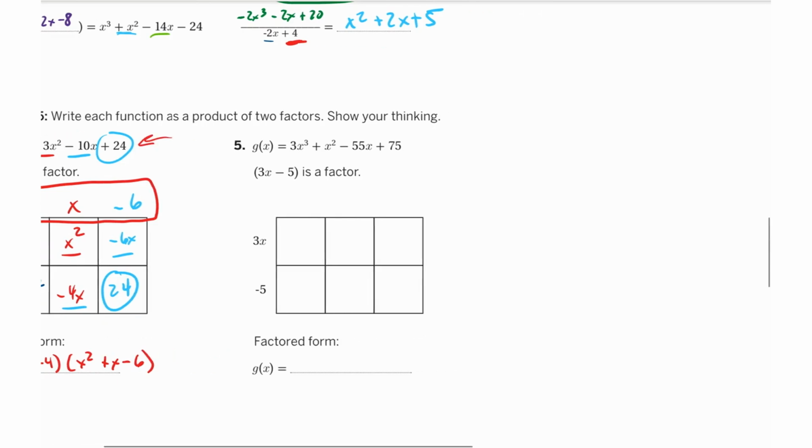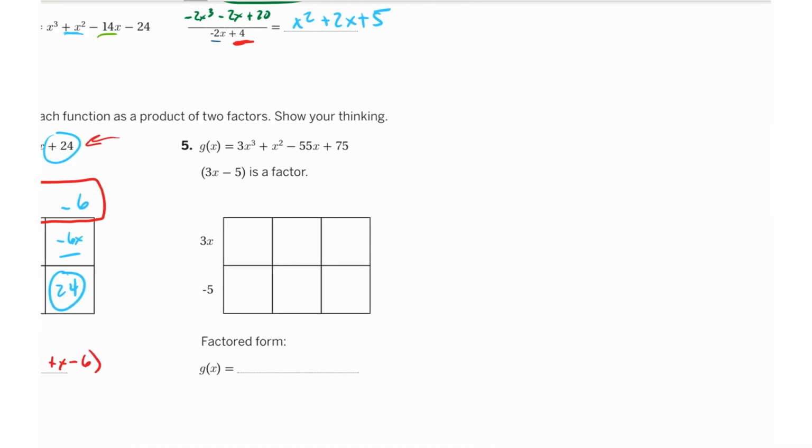All right, number 5, we are doing the same thing. We have our original equation on top. We have our factor 3x minus 5 that we've now put on the side here. So my factored form is going to be 3x minus 5 times something, which will end up being what's on the top here. My first term is 3x cubed, so that's what goes in my first box, which means that this top has to be x squared. Negative 5 times x squared is negative 5x squared.